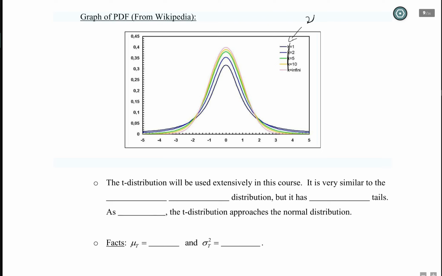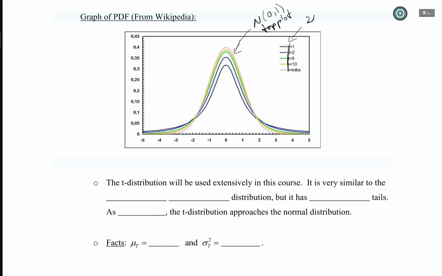Okay, actually, let me back up. I said that wrong. As the degrees of freedom gets bigger, the peak goes up and the tails start to tighten down. You see that as you go from 1 to 2 to 5 to 10. And then if we let K approach infinity, we get this pink plot. And actually that pink plot is the standard normal. So that top plot there is the standard normal plot that we've seen before.